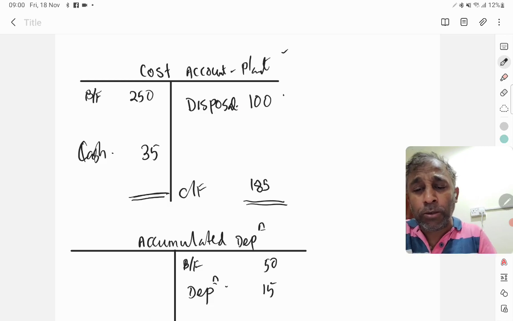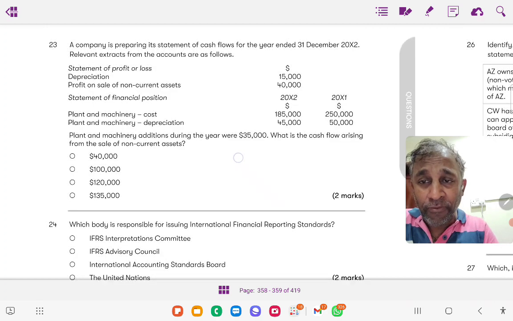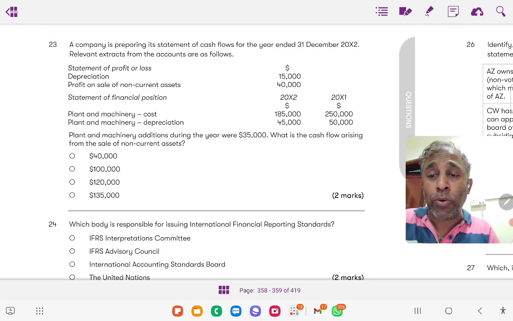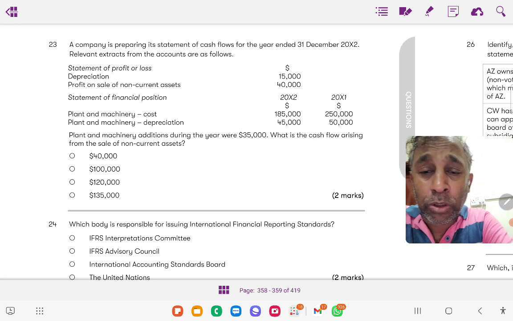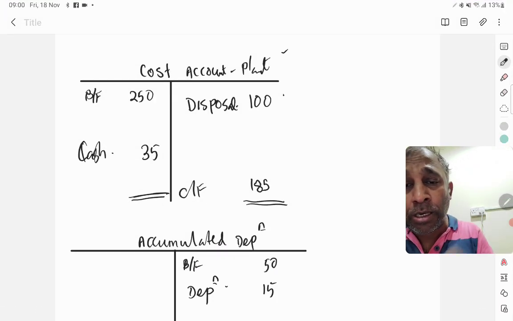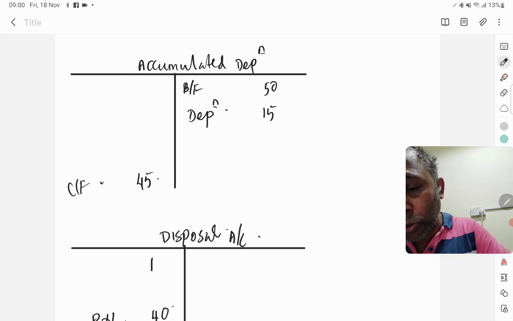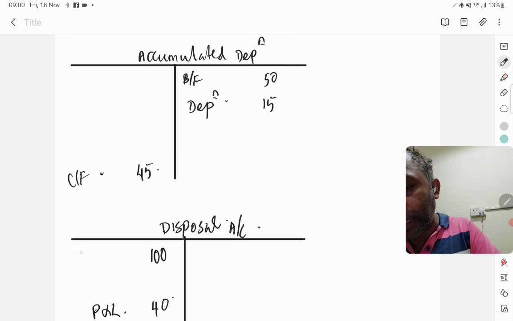We also need to evaluate, before we balance this, one more thing: whether any revaluation surplus is given in the question. If the revaluation surplus is given in the question, then we need to incorporate that. But in this question, that has not been given, so no problem. So we can continue. So this 100 should be debited to the disposal account. So here we say the cost of the plant account.